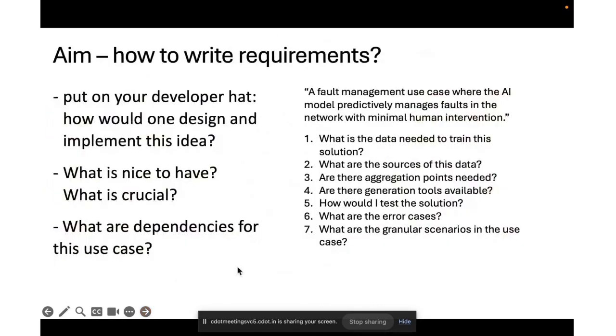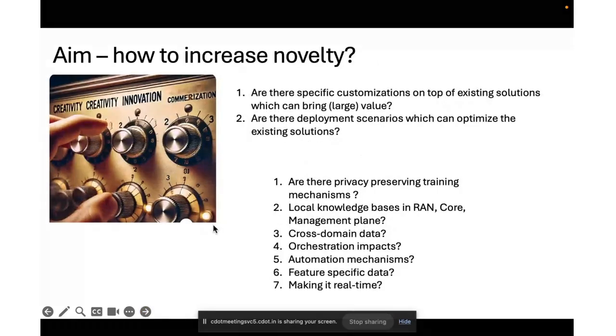Then, what are the error cases? That means you are covering not only the success cases, not only the sunny day scenarios, but also the rainy day scenarios where error cases are possible. Those scenarios also you need to call out. And what are the granular scenarios? This is a very high level use case, but what are the granular scenarios in this use case?